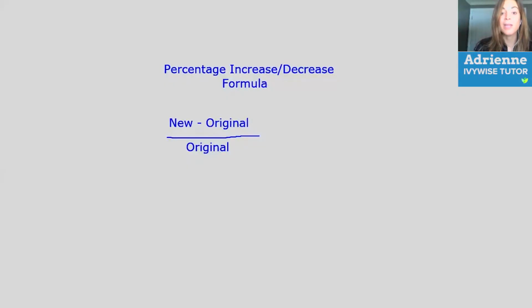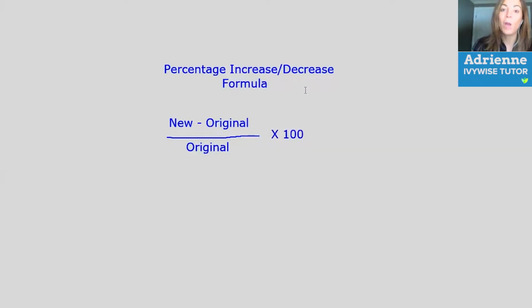And I'm going to put on the board right now what that formula is. It is the percentage increase decrease formula. The formula reads new minus original over original. This is going to bring us to a decimal value, so we will be multiplying against 100 to turn it into a percent.